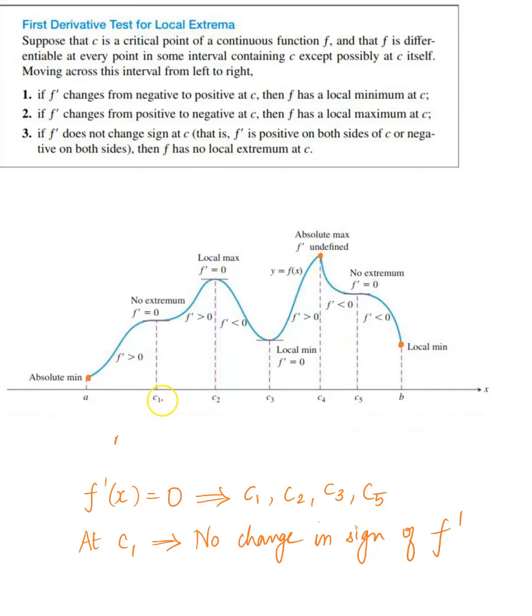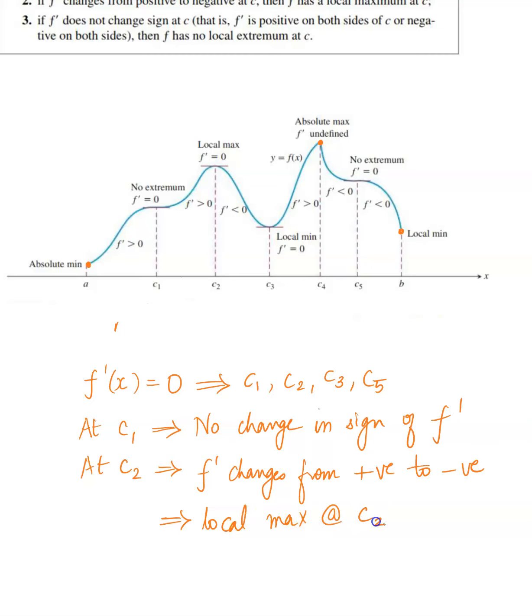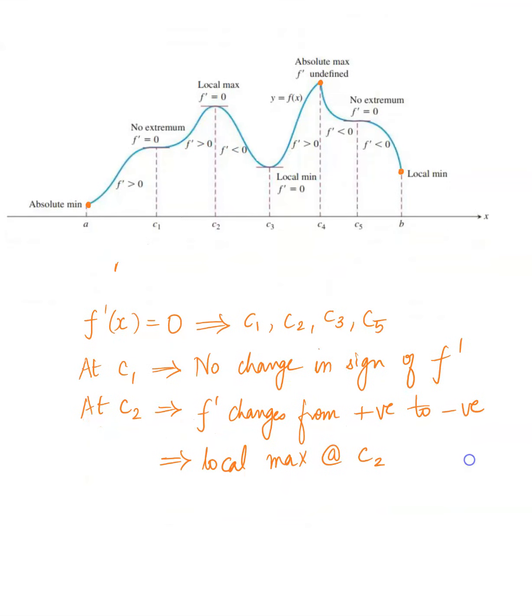Before C2, that is between C1 and C2, we just saw that f prime was positive. And then from C2 to C3, it is negative. So at C2, f prime changes from positive to negative. That implies that there will be a local max at C2. And we can see that there's a local max at C2.